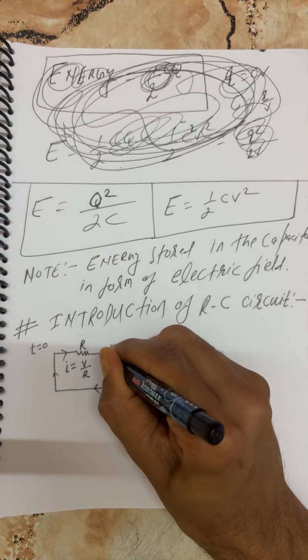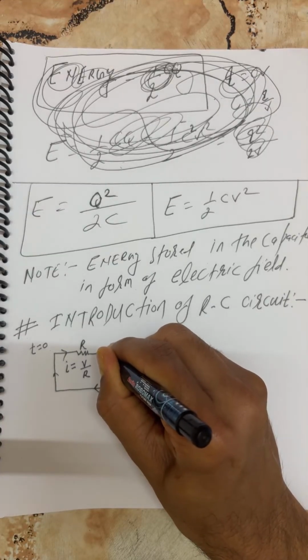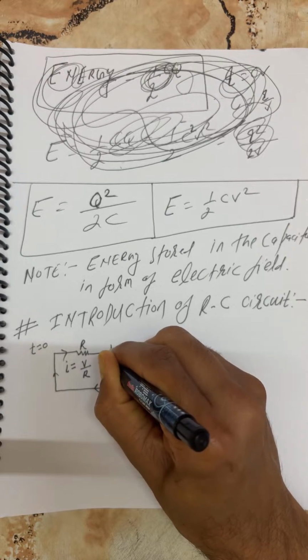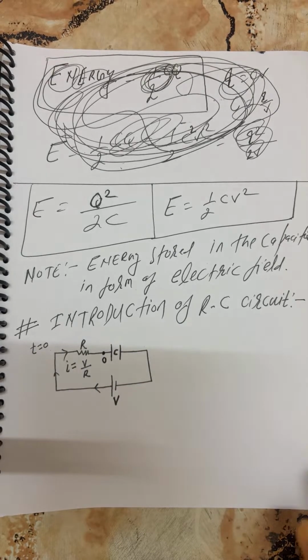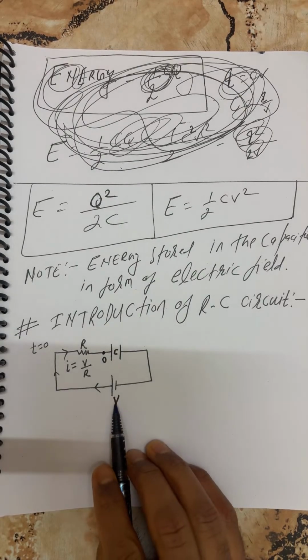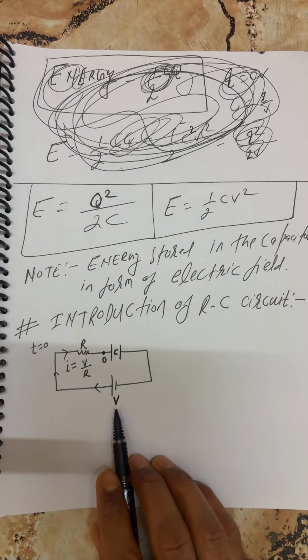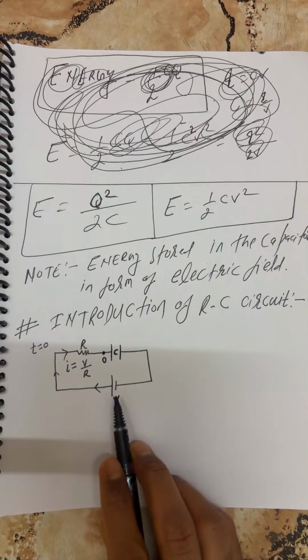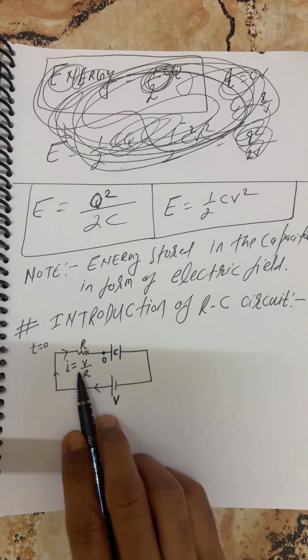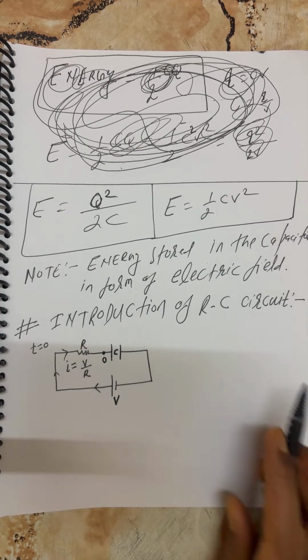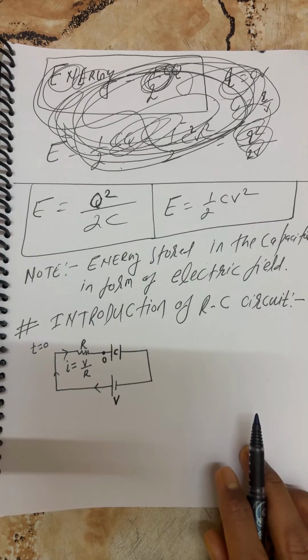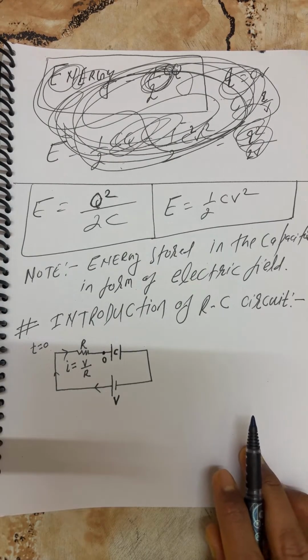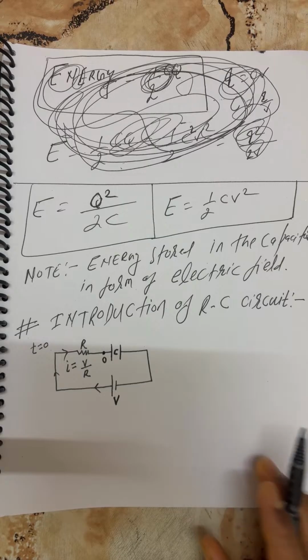There is no potential drop on the capacitor, so the entire potential difference of the battery which we connected in the circuit is utilized by the resistor only. So I = V/R.